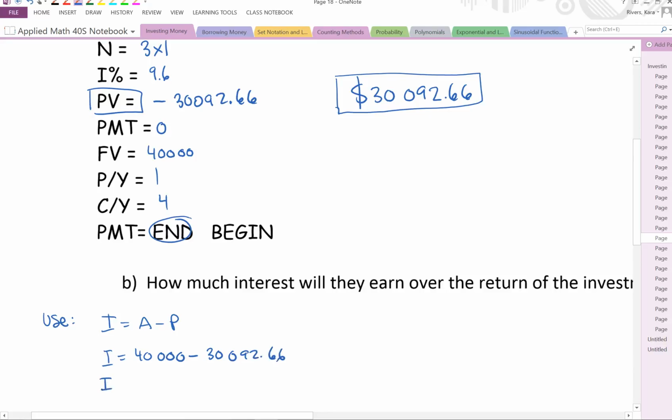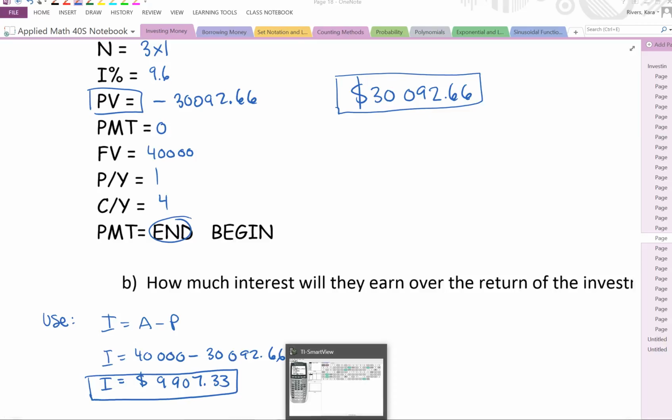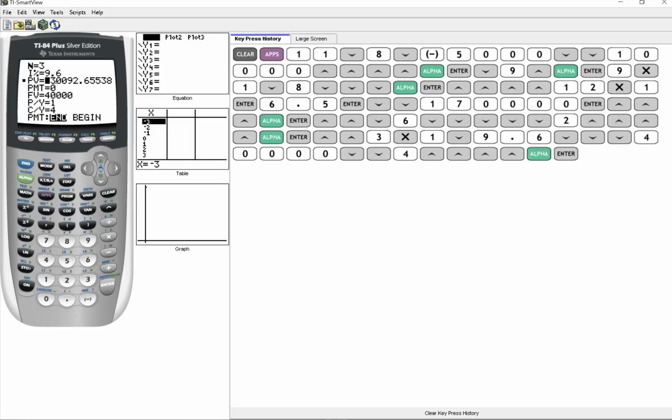And if you do that, you get an interest of $9,907.33. There is a function in the TVM solver, but you need to make sure that your cursor is where PV is. So my cursor is blinking on PV.